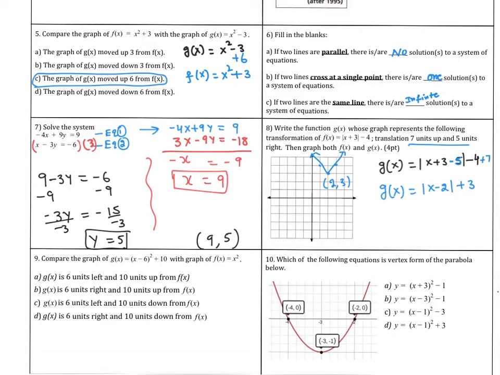So for number 8, you're going to move this graph f(x) 7 units up, so plus 7 outside, and 5 units right, so minus 5 inside. So the new function is g(x) = |x - 2| + 3. Minus 2 and plus 3 means move to the right 2 and up 3, and then you go 1 over 1, 2 by 2 to get the graph.